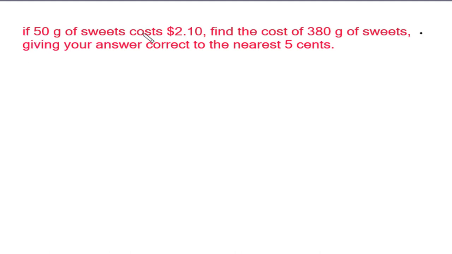If 50 grams of sweets cost $2.10, find the cost of 380 grams of sweets, giving your answer correct to the nearest 5 cents. So we will do this same question by two methods, and the first one will be the unitary method.